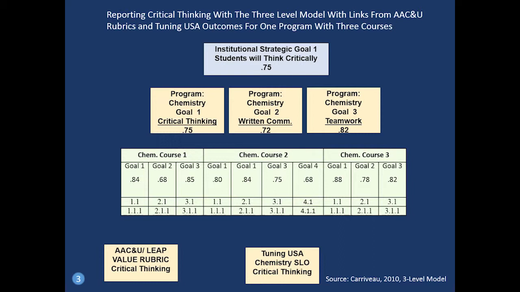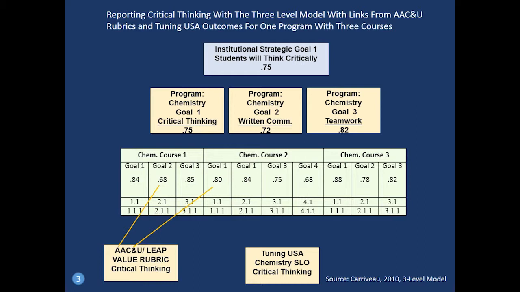Let's talk about just critical thinking with the 3-level model and links from the AAC&U rubrics, as well as links to whatever Tuning USA comes up with for outcomes. We'll only look at one program and with 3 different courses. So the institutional level is ultimately probably where some of the DQP is going to be reported. Those values are going to be reported for satisfying that, and possibly some of the Tuning.